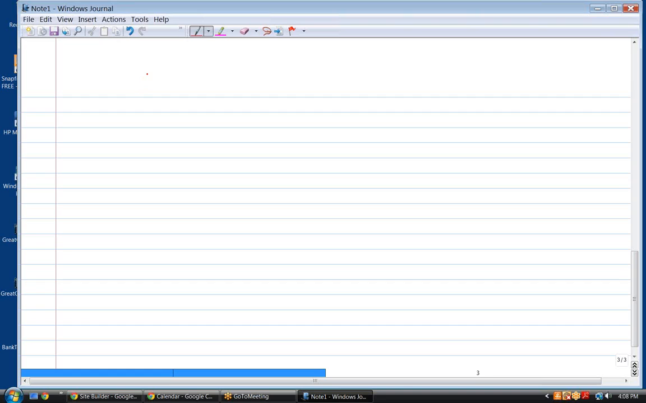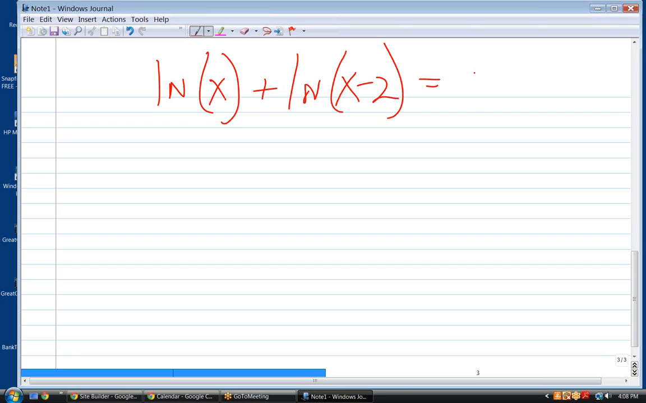All right, let's try this one. Natural log of x plus the natural log of x minus 2 equals 1. Having a little bit of difficulty hearing you. Did I get that right? Yep. Okay.